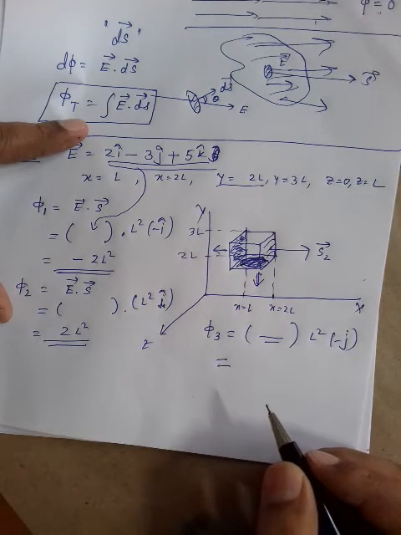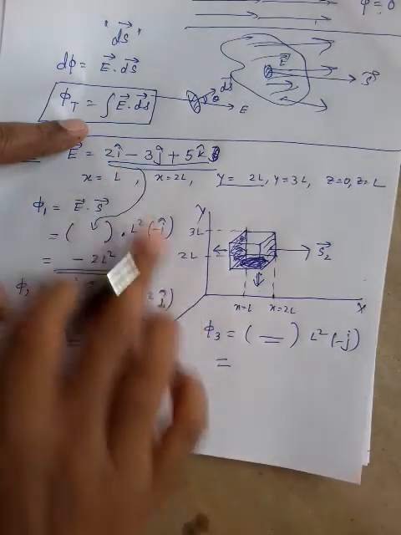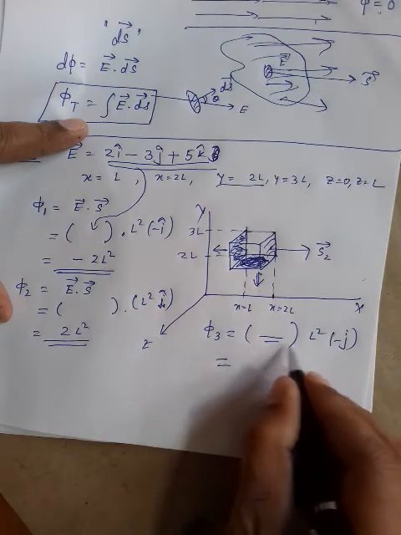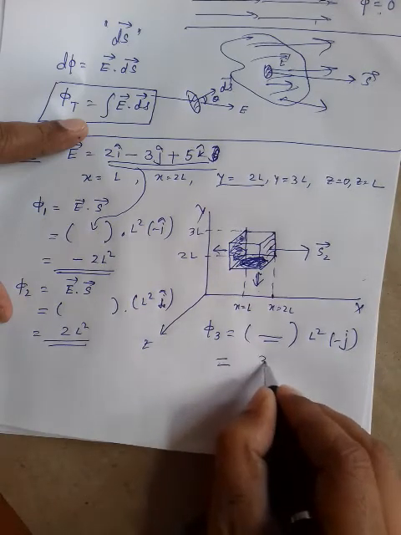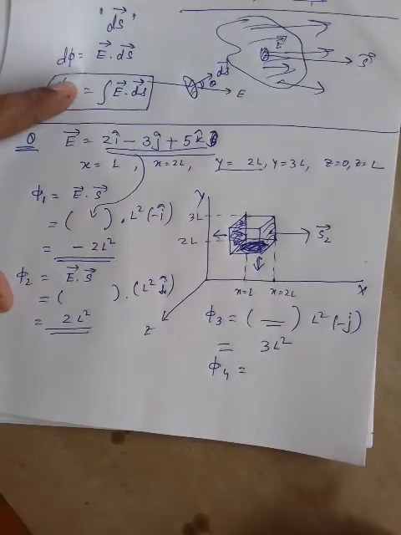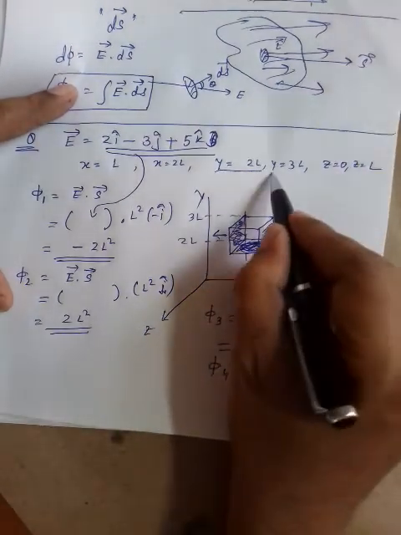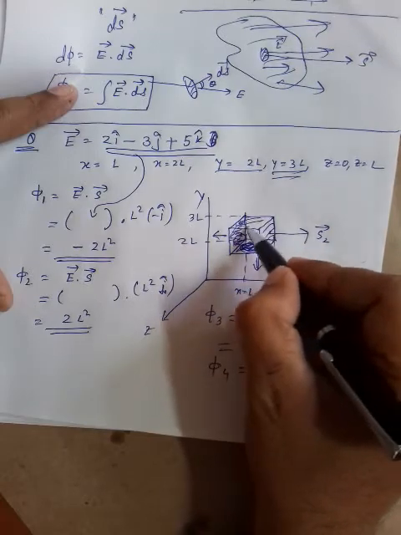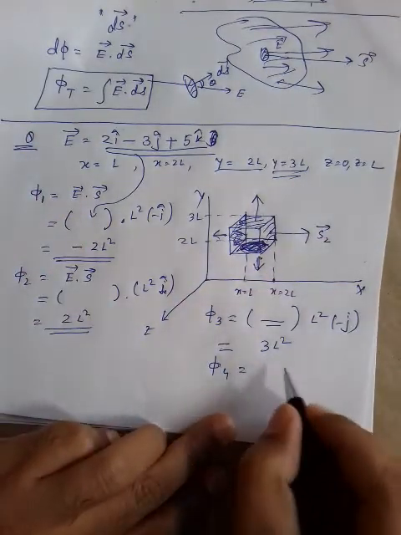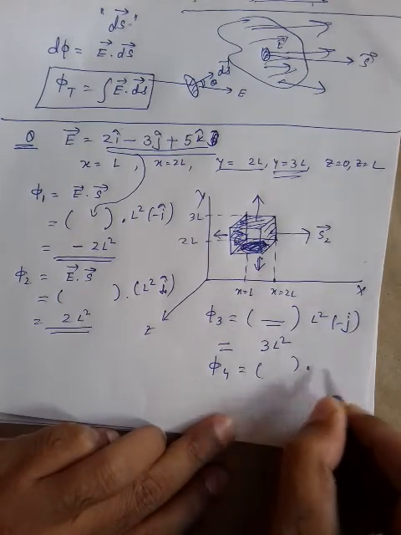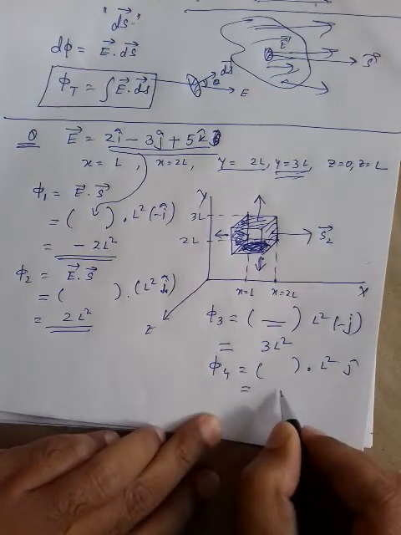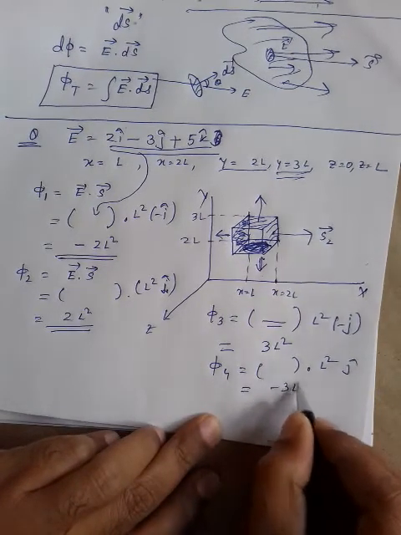Flux on the third surface I am writing. If you write same, clear, j dot j is important. So after putting the value, it is 3L square. Flux on the fourth surface I want to measure. Fourth surface meaning that y equal to thrice L, meaning the top surface. On this surface, area will be in outside direction. Clear? In that case, same E you should write dot L square, outside surface is j cap. In that way, if you put the value, it will be minus 3L square.